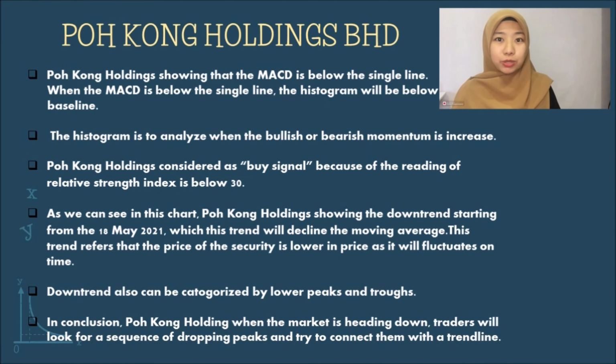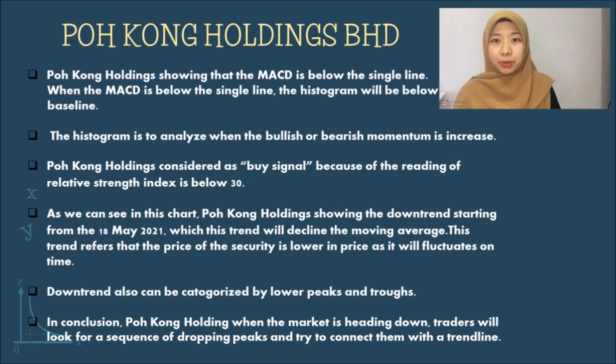So the histogram is used to analyze when the bullish or bearish momentum is increasing. Pohkong Holdings is considered a buy signal because the reading of the relative strength index is below 30. As we can see in this chart, Pohkong Holdings shows a downtrend starting from 18 May 2021, which means the trend will decline the moving average.